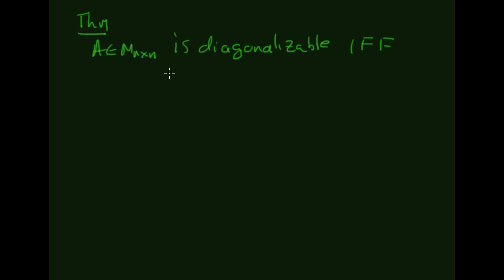Okay. This brings me to our next theorem. This theorem says that if A is an n by n matrix, then it is diagonalizable if and only if A has n linearly independent eigenvectors.